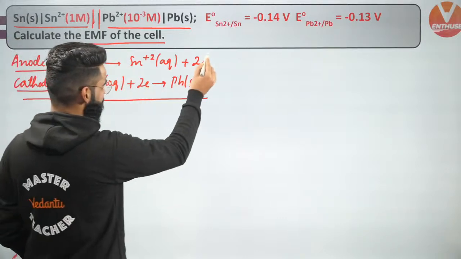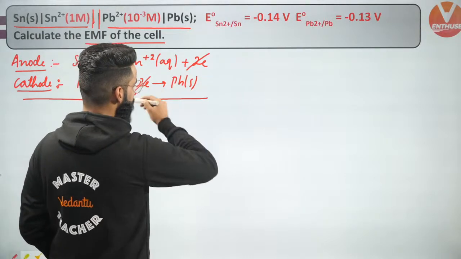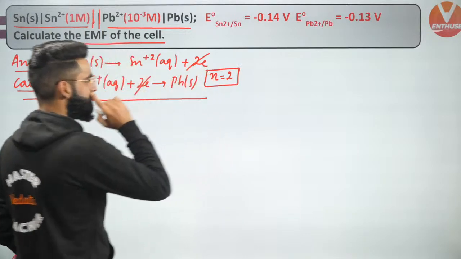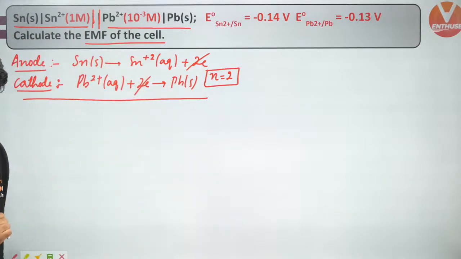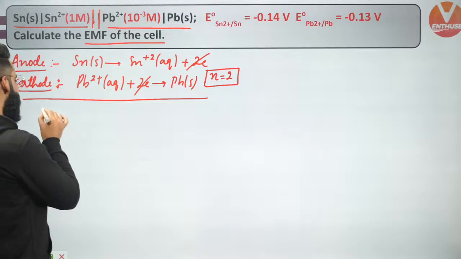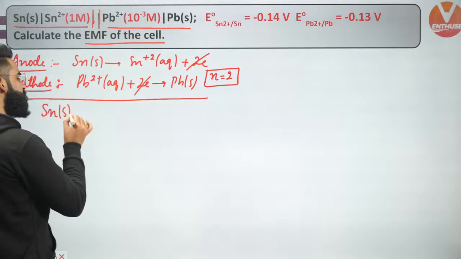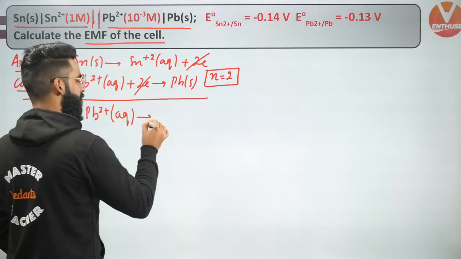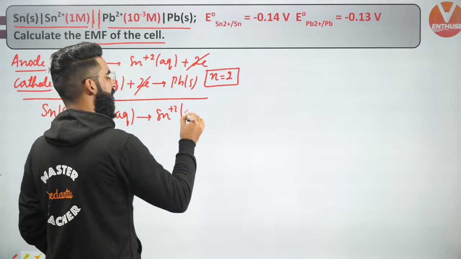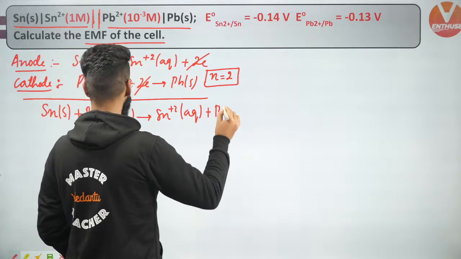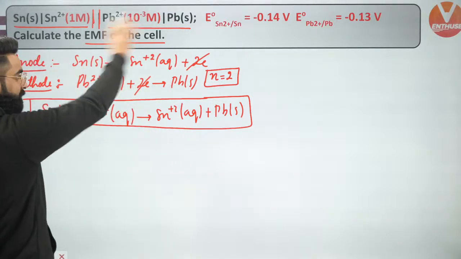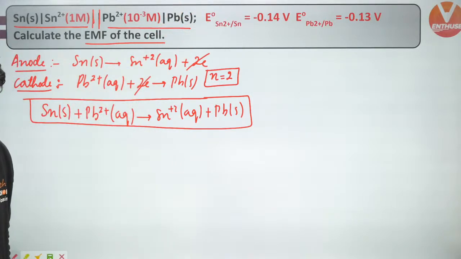When I add these two reactions, this 2 and this 2 will get cancelled, and the number of electrons which get cancelled out while adding the two reactions gives you the value of n for the complete cell. Now guys, can I write the net cell reaction? It's going to be Sn solid plus Pb²⁺ aqueous gets converted to Sn²⁺ aqueous plus Pb solid. This is the net cell reaction taking place in this complete cell. Yes, I got the value of n as well.